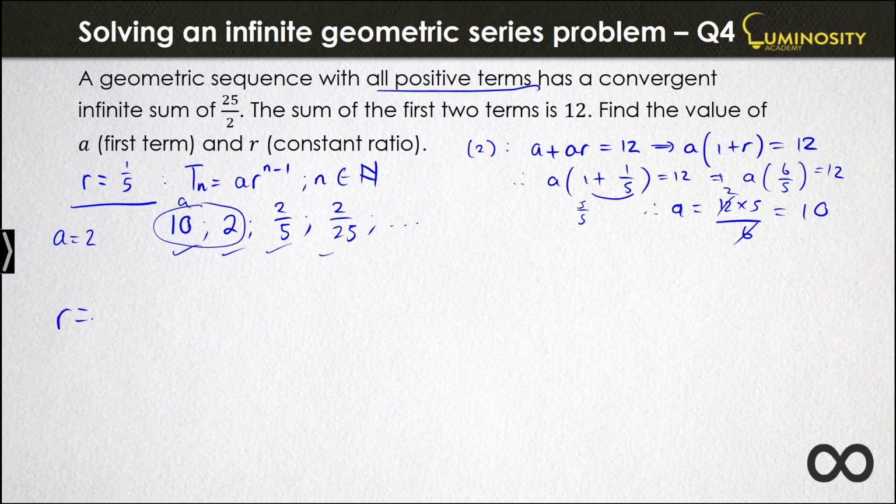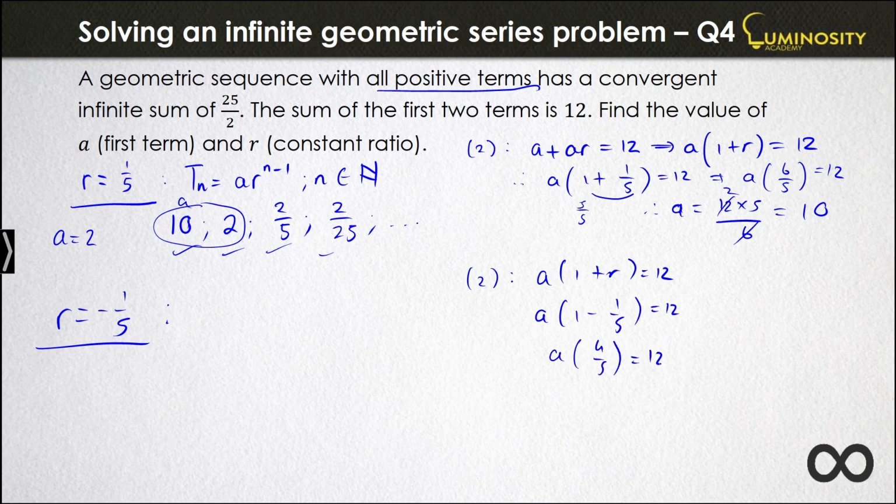If you check r equals negative 1/5, you'll see you're going to run into a problem. Because if we use the same equation, a times 1 plus r equals 12, well, it'll be a times 1 minus 1/5 equals 12. And 1 minus 1/5 is 4/5. To get rid of the 4/5, I first multiply by 5, then divide by 4. 4 goes into 12 3 times, and you're left with 15.